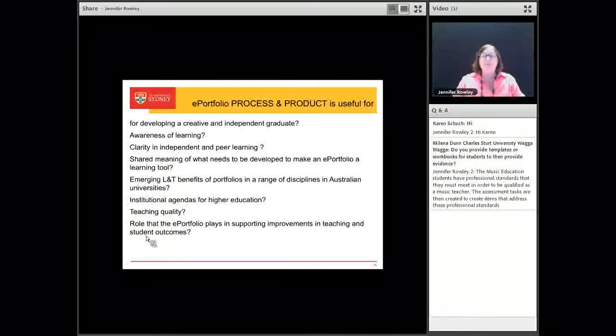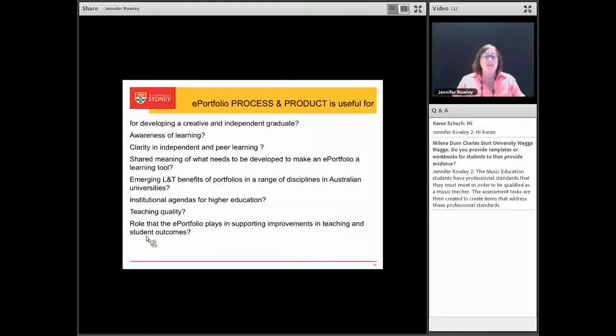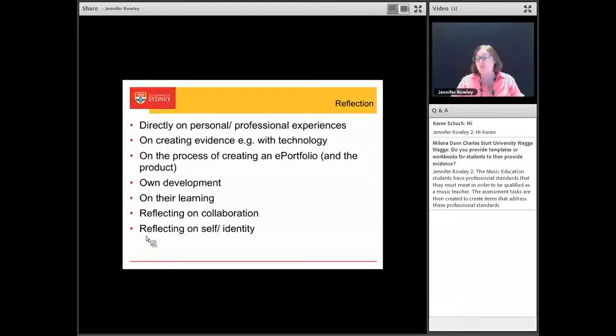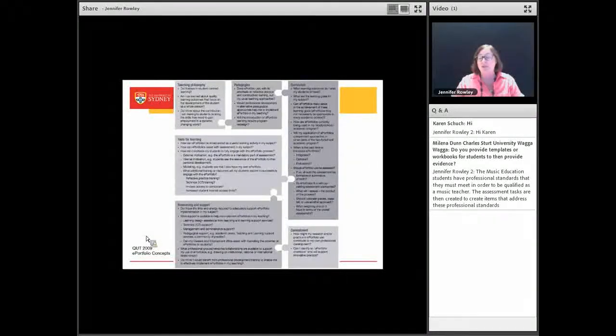So I might just skip that slide. This has actually come from QUT, ePortfolio Concepts. It's quite a complex slide, but one that maybe you could start using as a discussion through your own staff development PD sessions, and part of this OLT grant is also for Jenny, myself, Patsy and Anita to come and work face to face with you in your institutions.